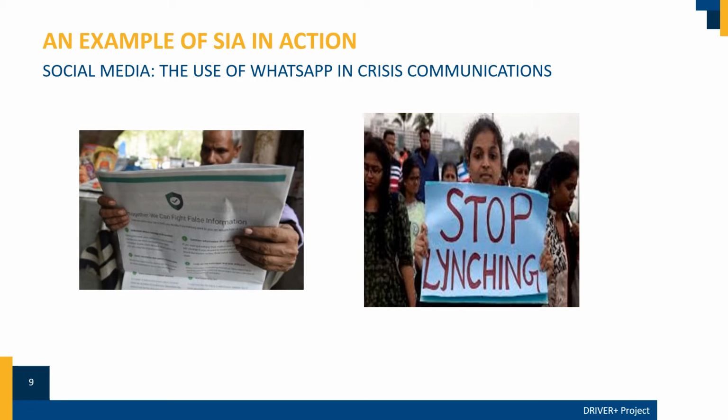To give a brief example of SEER in action, WhatsApp has been considered for use as a crisis communications tool in India. However, rumors that spread via WhatsApp caused the death of dozens of people in India, as a tragic consequence of the use of the group chat function. Therefore, its use as a crisis management communications tool through participation in large group chats should be considered.